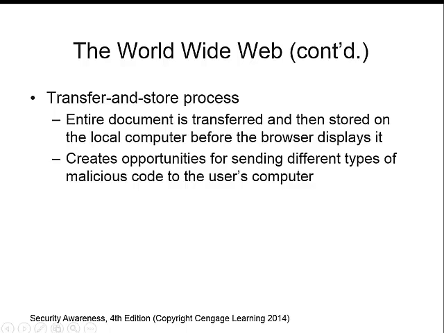The web uses a transfer and store process. The entire document is transferred, then stored on the local computer before the browser displays it. It may get it in sections, or it brings up the whole thing at once, and you typically don't see any parts missing. This creates opportunities for sending different types of malicious code to the user's computer, because those different pieces of the document can have code attached to them.